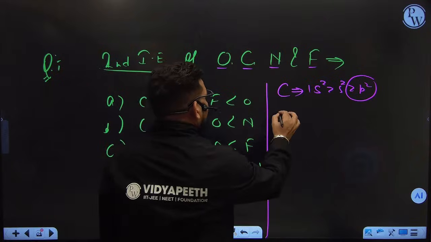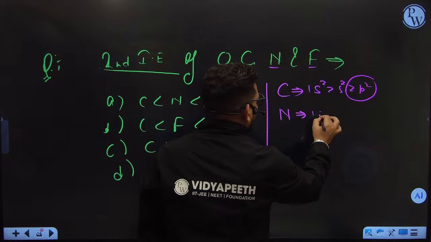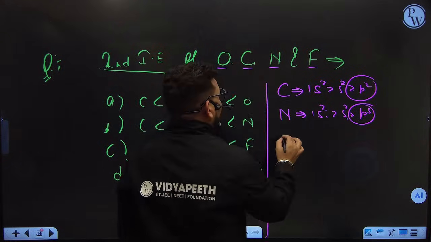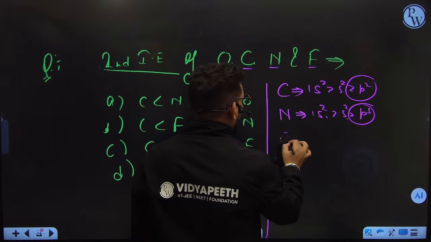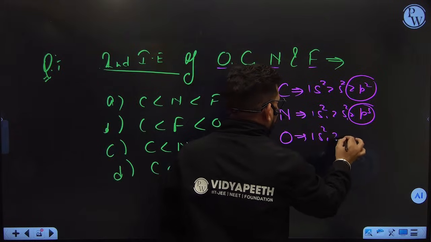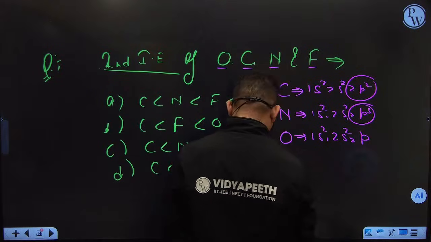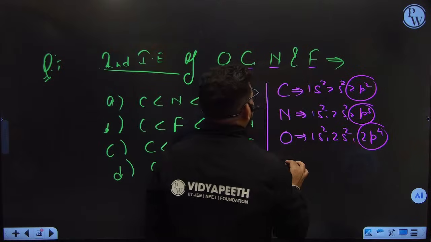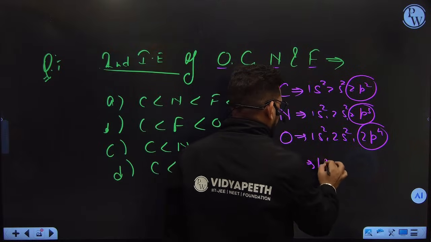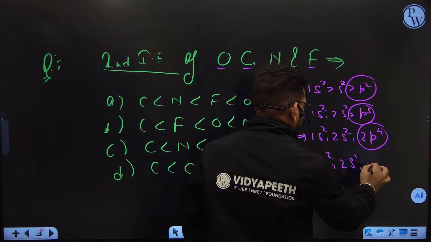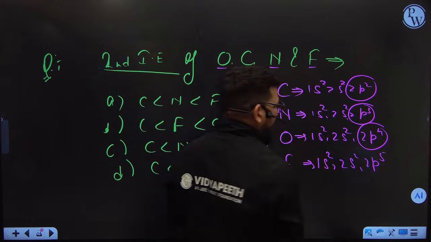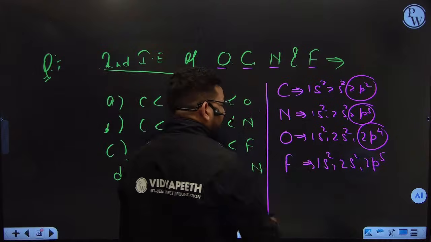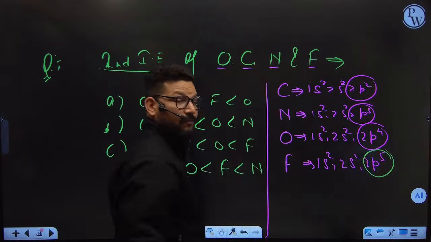Then we can talk about nitrogen, atomic number 7: 1s2, 2s2, 2p3. Now we can talk about oxygen. It looks like this: 1s2, 2s2, 2p4. So this kind of question is in the easy category. And fluorine is like this: 1s2, 2s2, 2p5. Now sir, we are ready with our configuration. Now you can see, according to the question, they are asking about the second ionization energy, not first, second.